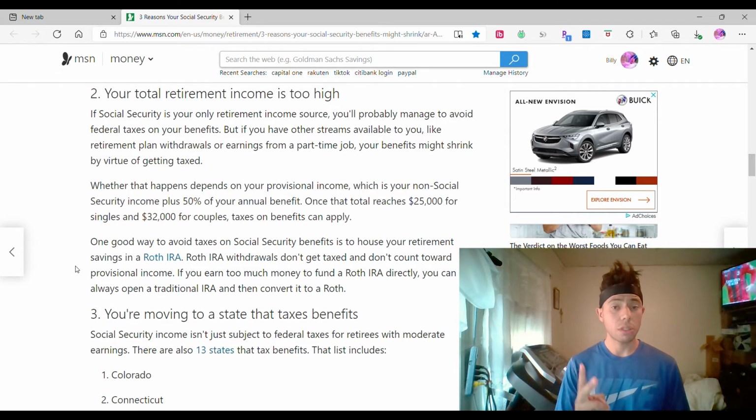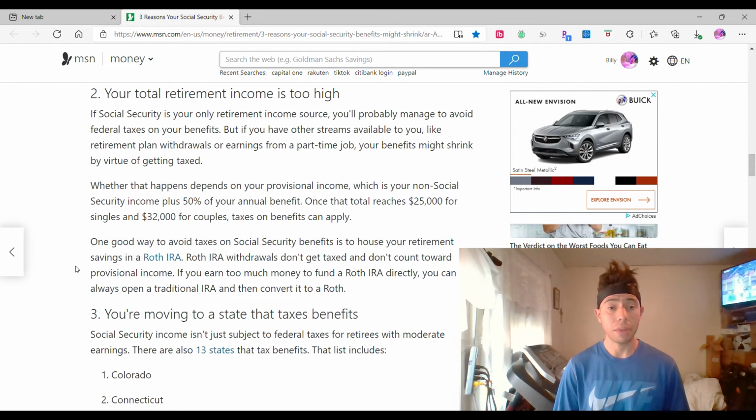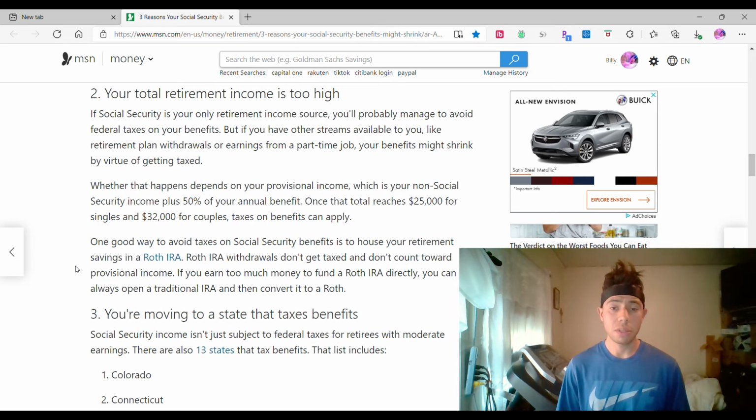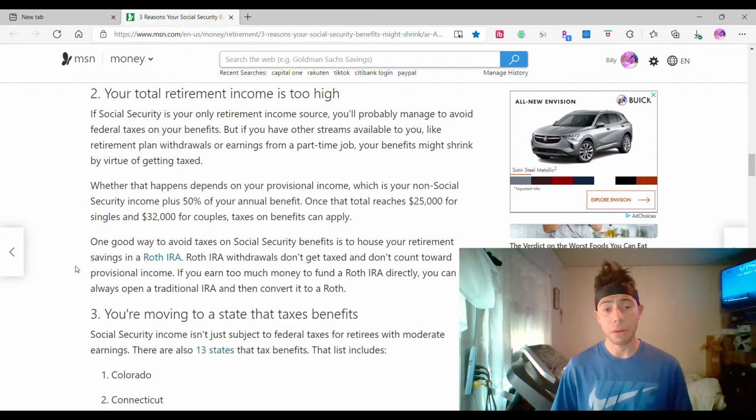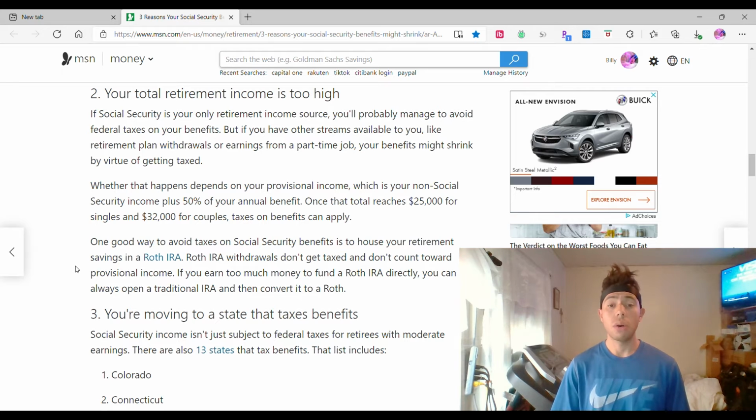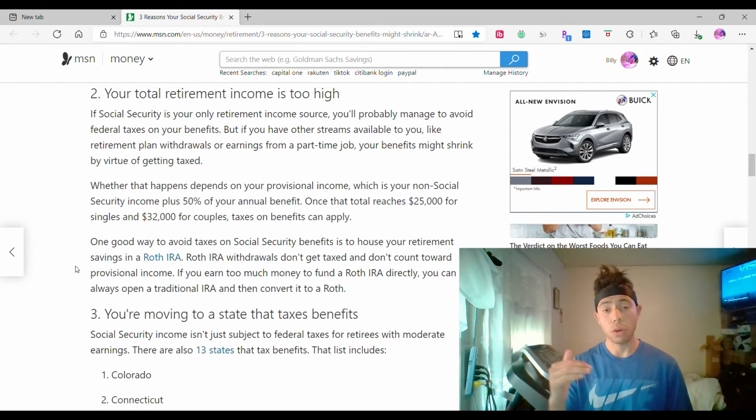Reason number two, your total retirement income is too high. If Social Security is your only retirement income source, you probably manage to avoid federal taxes on your benefits. But if you have other streams available to you, like retirement plan withdrawals or earnings from a part-time job, your benefits might shrink by virtue of getting taxed. So again, if you have too much income, you'll get taxed, and that's why you see a reduction.